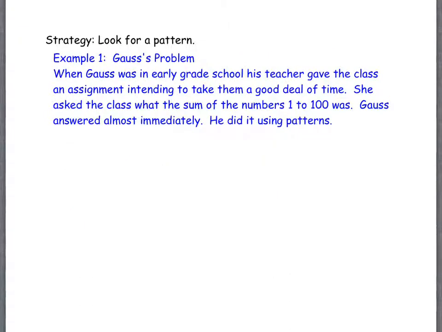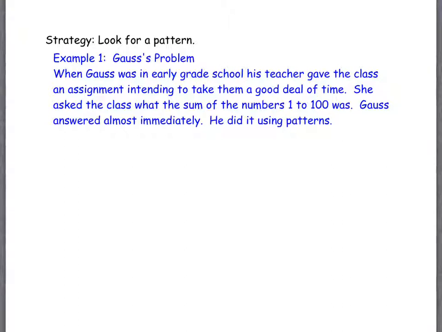All right, so what we're going to do in the rest of this section is we're going to actually look at these different problem-solving strategies, give you some examples of how they're used, and try to sort of see ways that we could maybe identify how a problem might fit into that category and use this type of a model for solving it. All right, so the first one we're going to look at, example 1, is Gauss's problem.